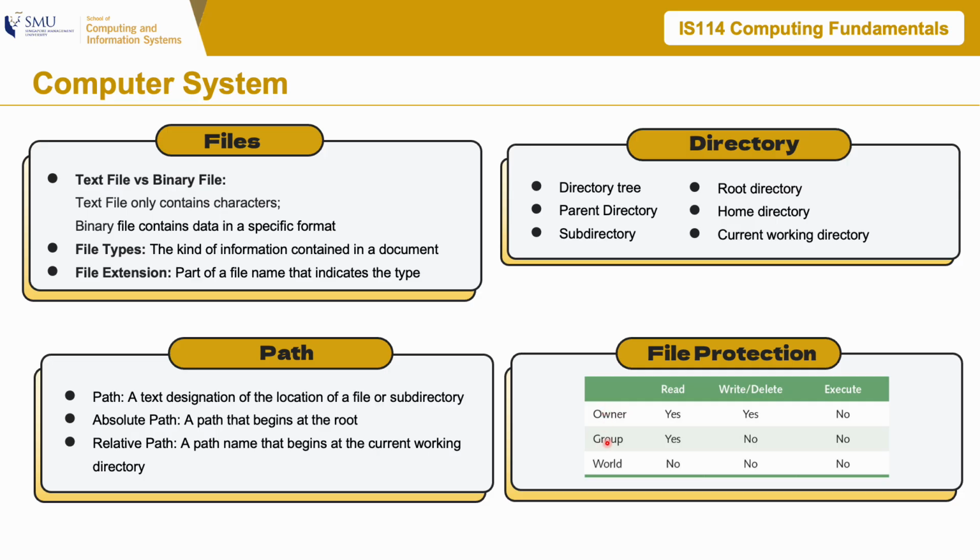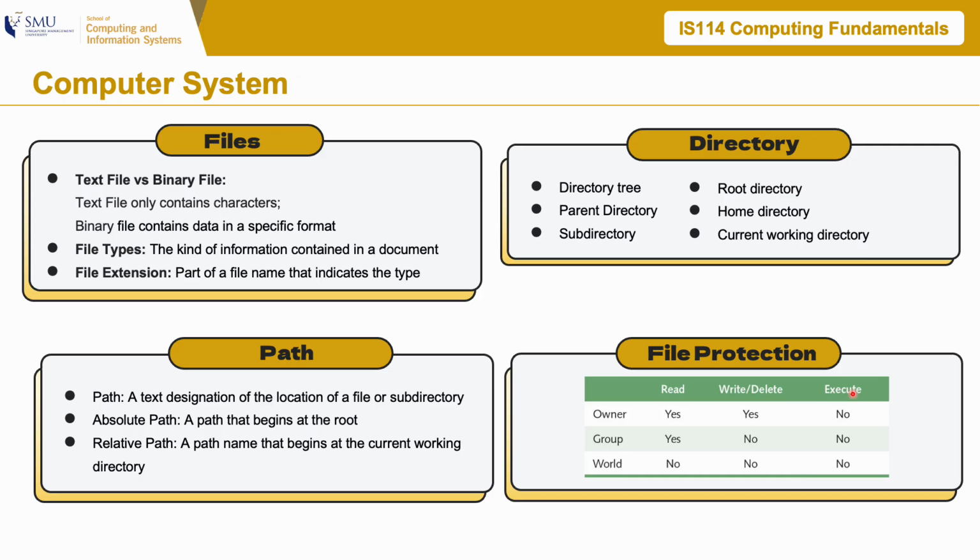For each user type, we can set three key permissions: read, write, and execute. Read means access the file. Write permission means edit and delete the file. And execute permission is also applied to executable files. You control these permissions using the crucial command called chmod.